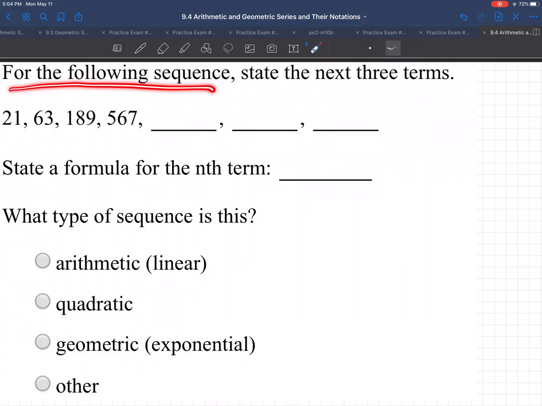For the following sequence, state the next three terms. So let's start there. So what's happening from term to term here? What's going on?